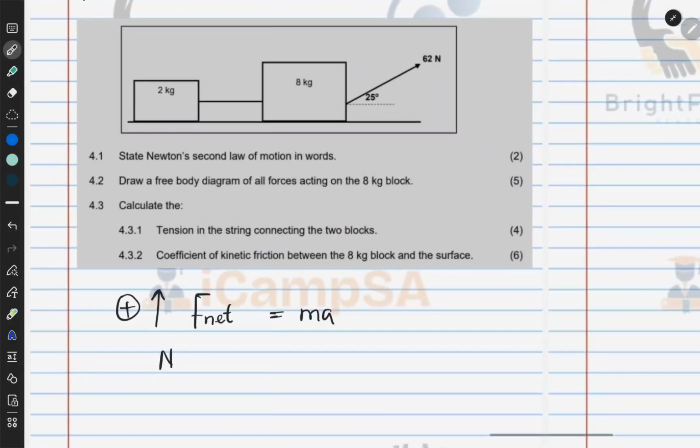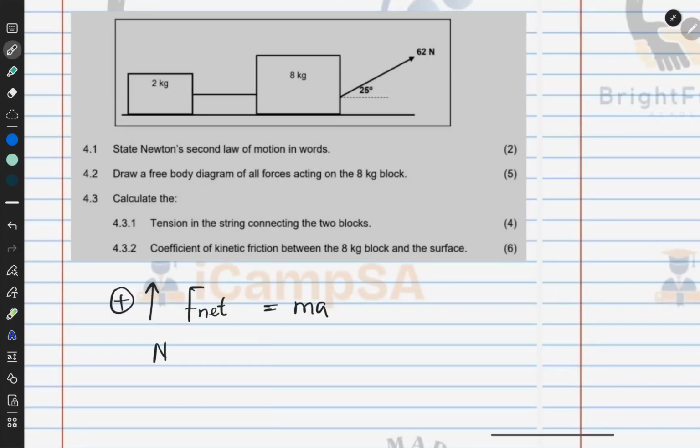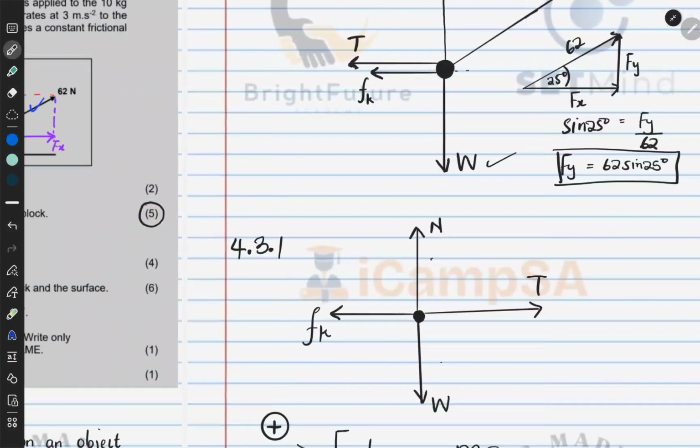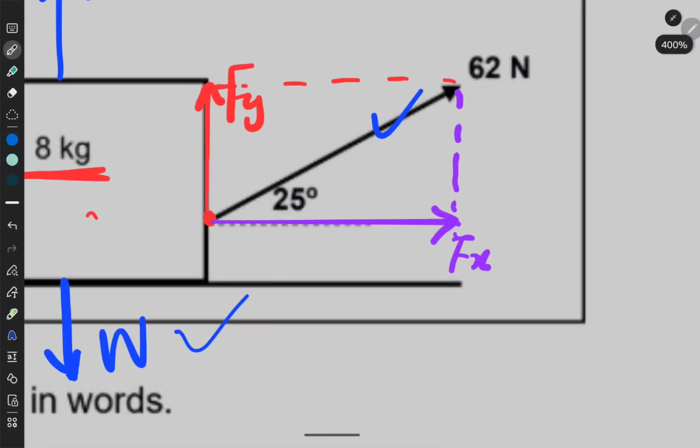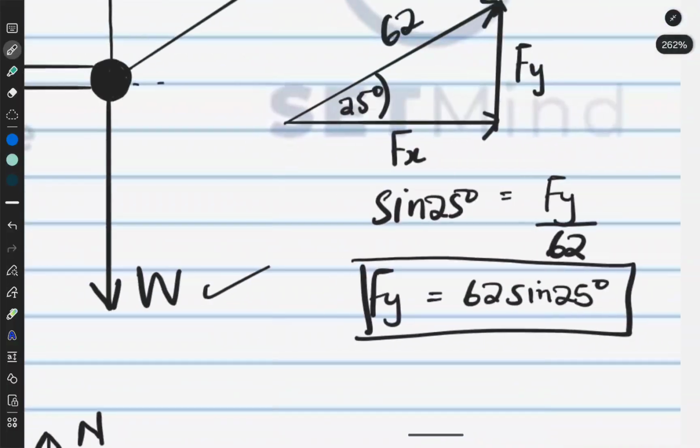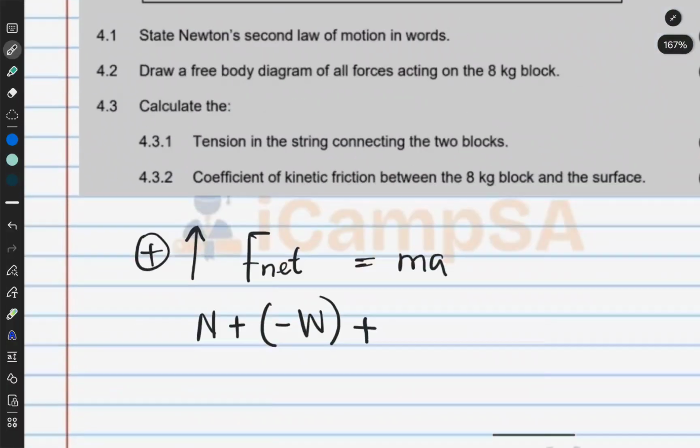We have N, which is the normal force, which is what we're trying to find here. Because remember, before we can find kinetic friction, we must know the normal force. Sometimes you don't have to know the normal force, you just need to know whatever vertical force is there. But in this case, we need the normal force, plus the weight, which is going down, plus the vertical component of 62. Is it going up or down? Let's go check. We did it here. It's going up, okay?